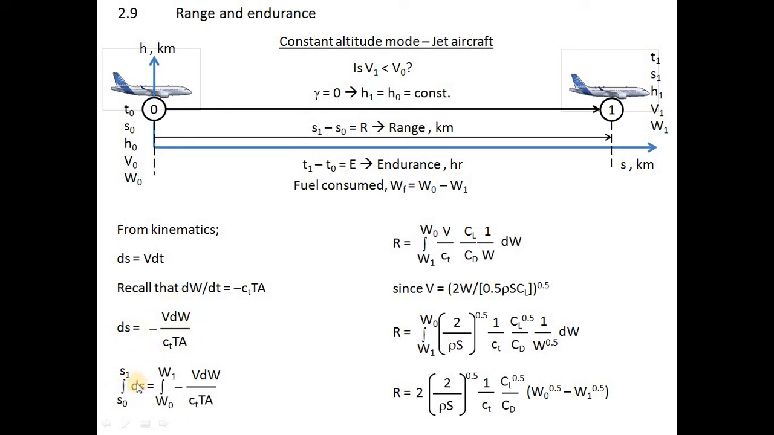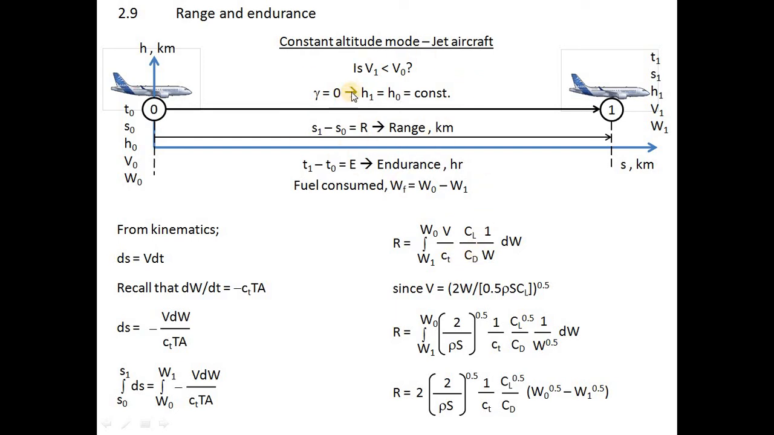So we do integration of ds, and this thing we get is range, the definition of range. We integrate from W0 to W1. So now we get the range equation, which is equal to this. Now again, thrust available is equal to this, CL over CD times W. So this is thrust available, this is V, this is CT, this is maintained.